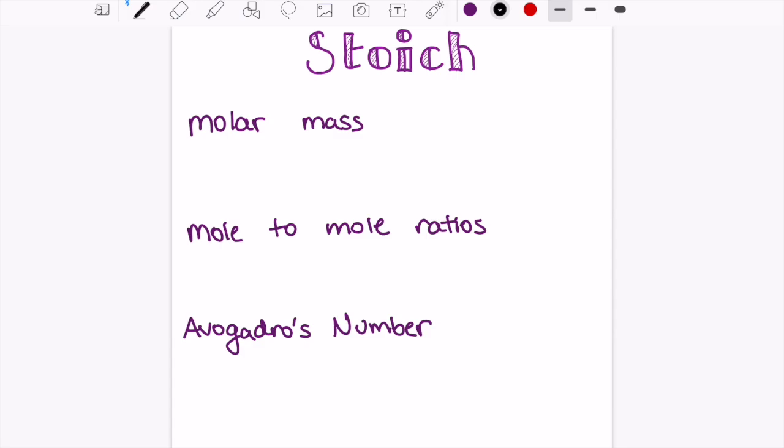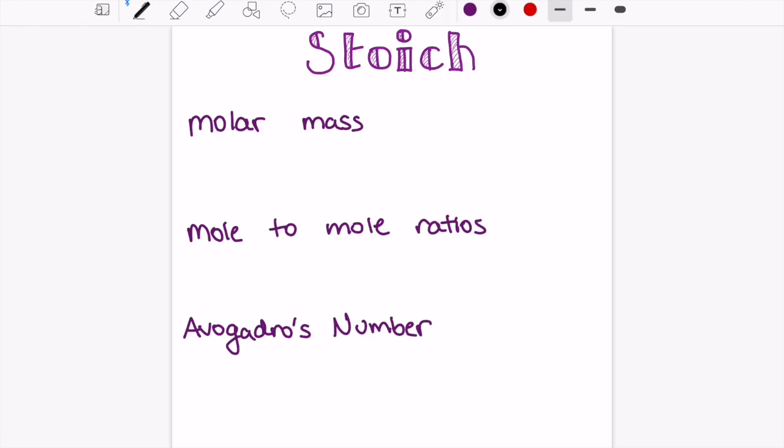So in stoichiometry, there's a lot of things that can be confusing when you're first looking at these really large equations. They're not large equations, just long word problems. So before we jump into those, I'm going to lay out the three really necessary components that will really help you work through these problems.